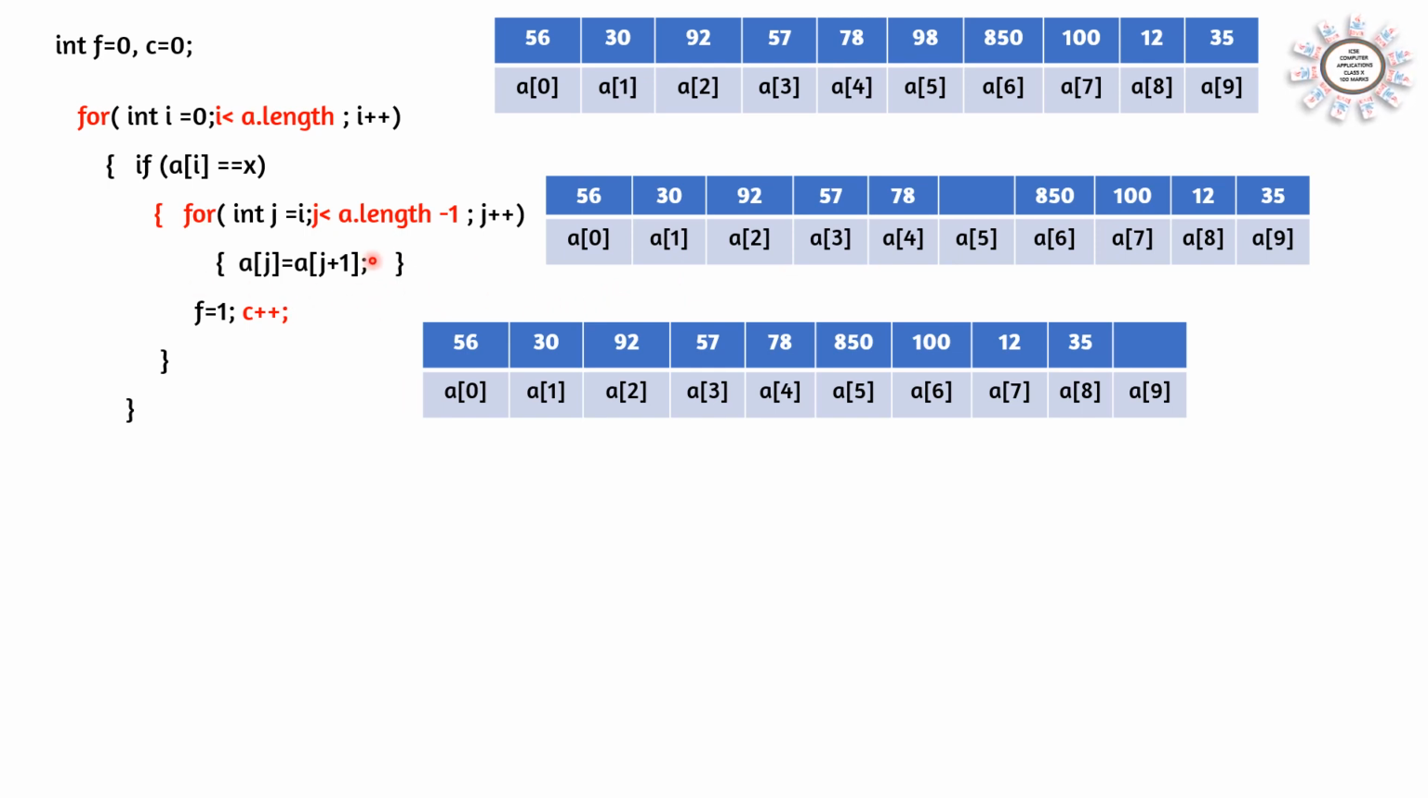So the j loop we can close here, and in the i loop we can change f to 1 because we got the number. We got the number means f will become 1, and c, one time we got, that means c will become 1. If we are getting 2 times, c will become 2. If we are getting 3 times, c will become 3. So like this we can remove the particular number. The number will be overwritten by the next number according to the loop.